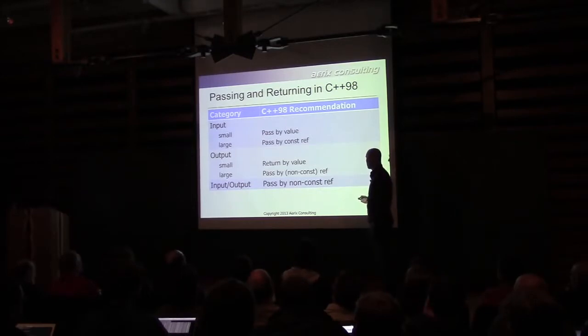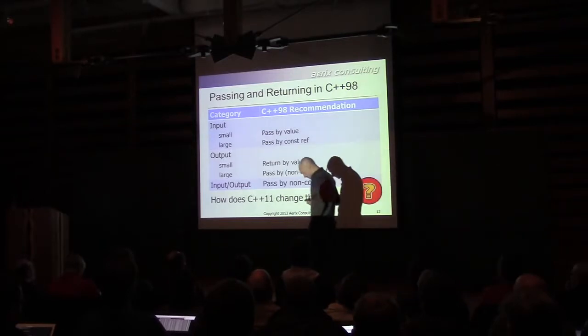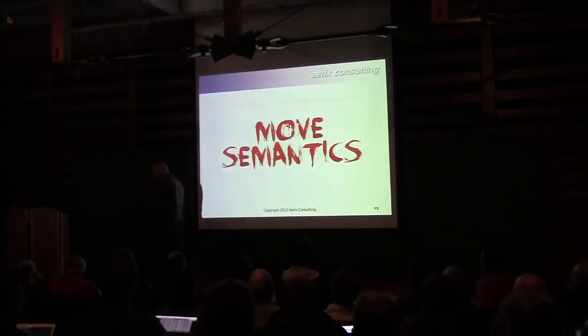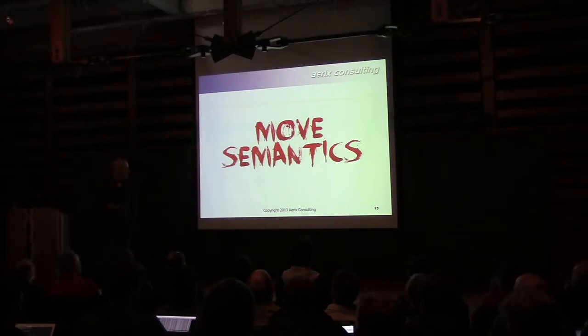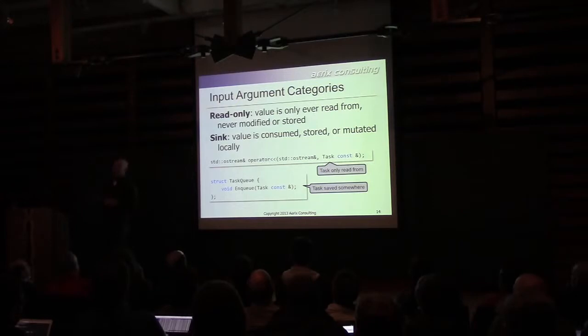So how is this going to change in C++11? In order to do that, I'll have to talk about move semantics a little bit, not all that much, so don't be scared. Let's break this down a little bit more. Let's talk about input categories, and break it down into read-only and sink. A read-only input parameter to a function is something that you only read from. You never modify it locally in the function, you never store it anywhere. You just read from it.